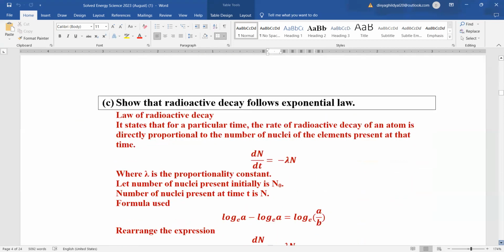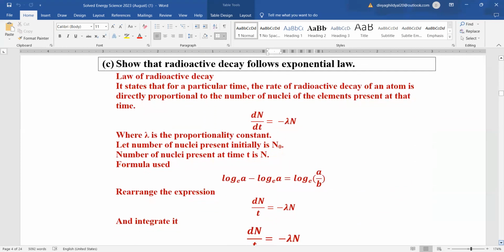Very easy question. Show that radioactive decay follows the exponential law. Here you have to derive, so you will get marks for the derivation steps. First, mention what the radioactive law is, that it states that at a particular time, the rate of radioactive decay of an atom is directly proportional to the number of nuclei of the element present at that time. That is, dN upon dt is equal to minus lambda N, where lambda is the proportionality constant.